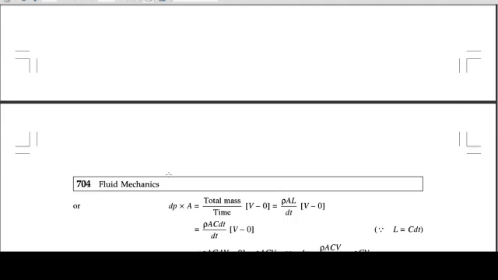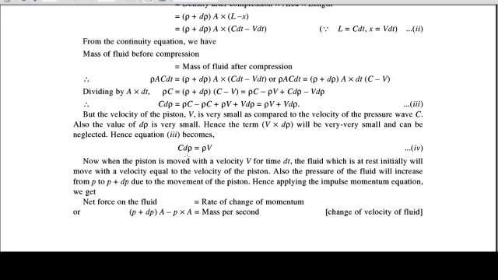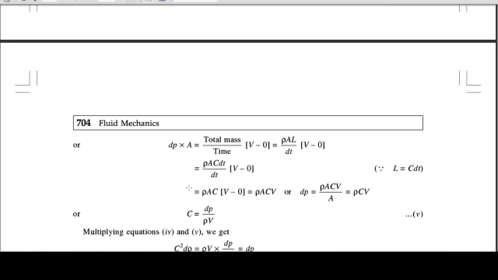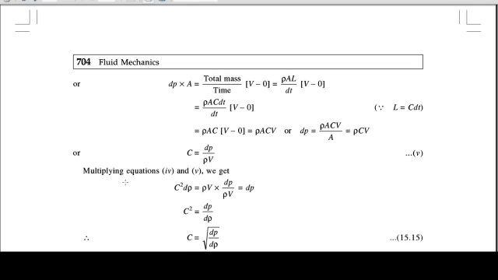This is our fourth equation. Already we have calculated the value of c as c into dp is equal to rho v. So multiply this fourth equation and fifth equation. Multiplying equations four and five, we will get c square dp is equal to rho v into dp upon rho v. Okay, so rho v cancel out.